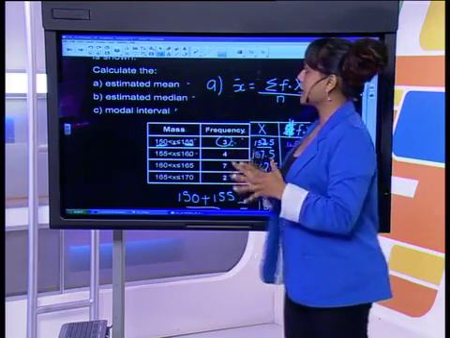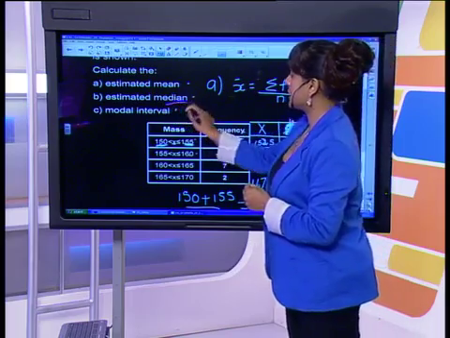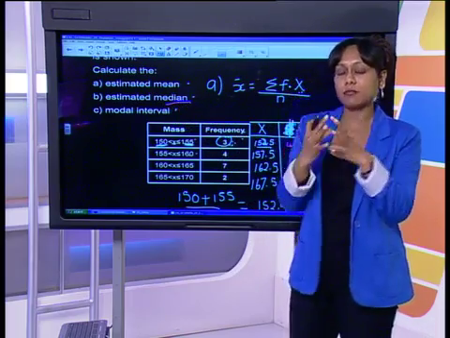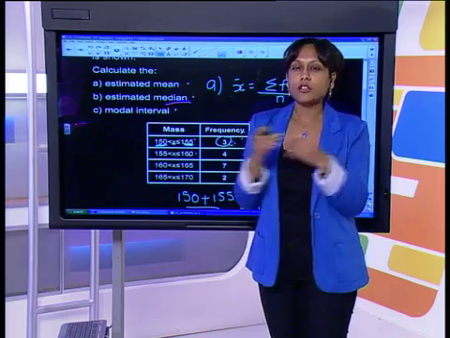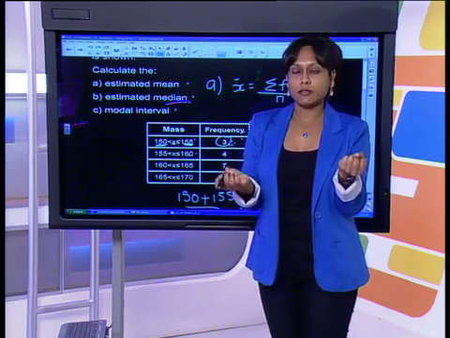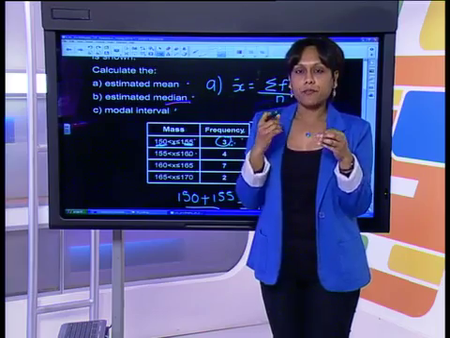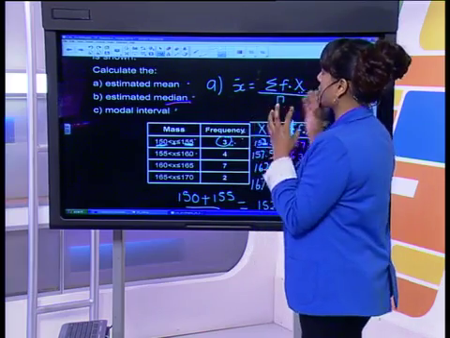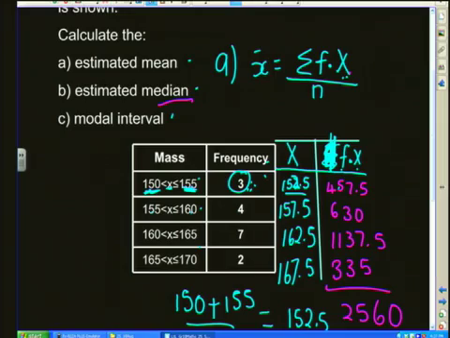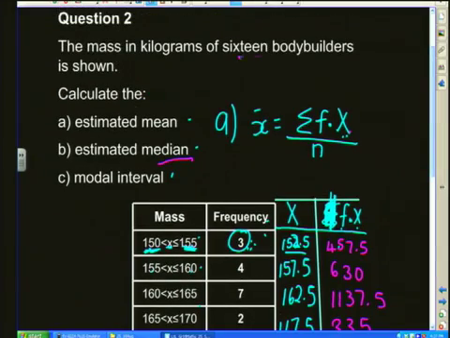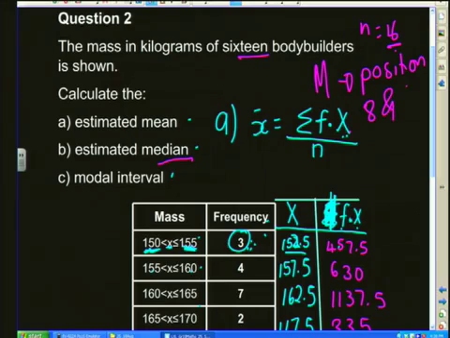All right, quickly, let's have a look at working out the estimated median. Now, your estimated median, again, because you're dealing with a class interval, you're going to use the midpoint of that interval for our median value. Okay, how do we work out what position the median is in? Well, we're dealing with 16 bodybuilders, so N is 16. So therefore, your median must be between positions. 16 is an even number, so between 8 and 9. Okay, so that's where your median value would lie.